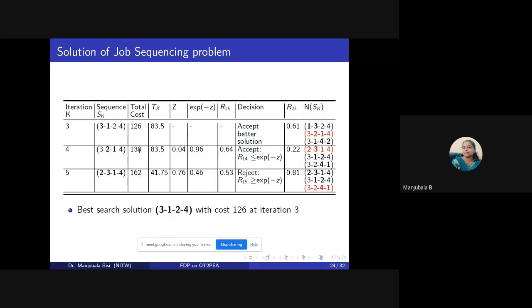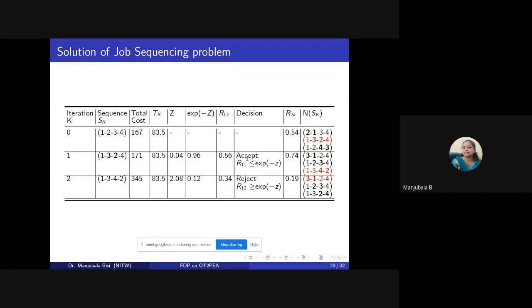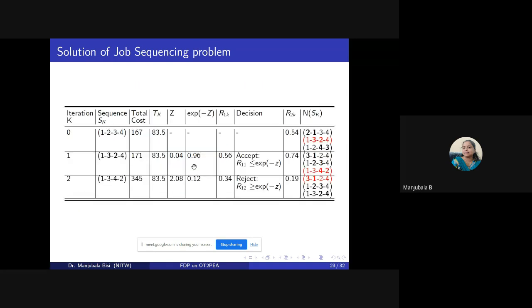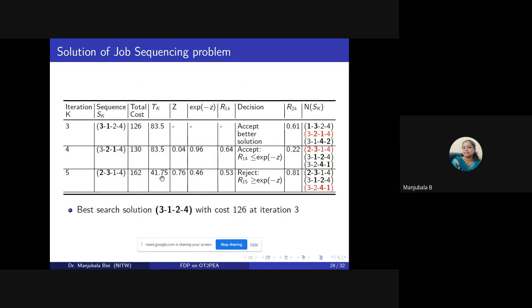So what you have to do here, this temperature column, right? Now your 3 accept iterations are over, so you have to change this temperature. By how much you have to change the temperature? Because you have scheduled the annealing schedule like this: every 3 accept iterations, you are changing the temperature by half, 0.5 into T(i-1). That's why the temperature will be here 41.75, that is the half of this 83.5.